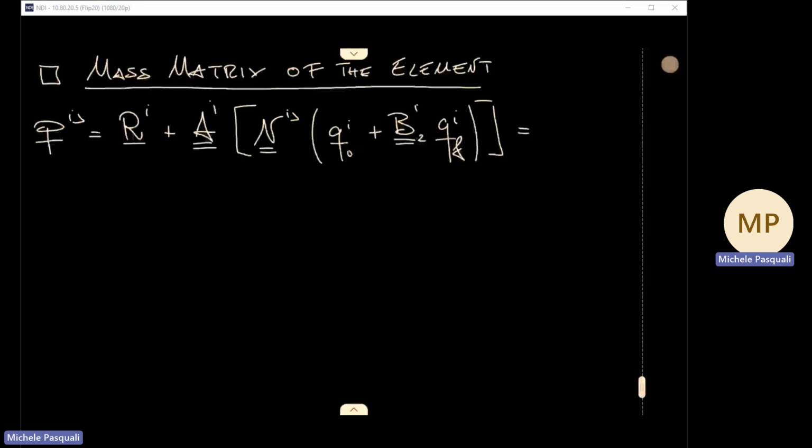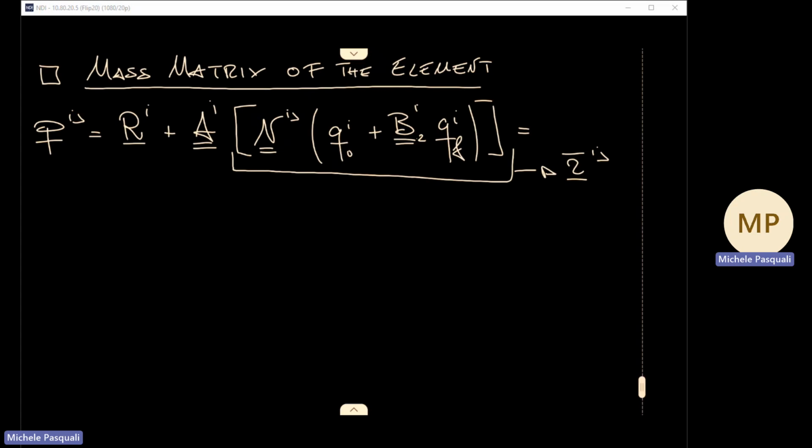Where B2_i is the reference condition matrix, so basically the matrix imposing the reference condition for the element, removing all the rigid modes which in theory could be available for the element itself. And this part we also termed r over bar ij, so the local position of the point of the element j belonging to the body i described with respect to the body frame.